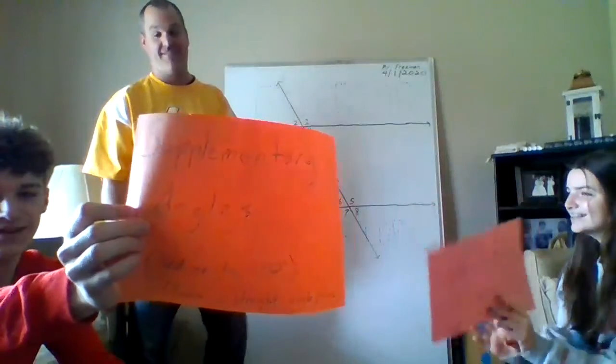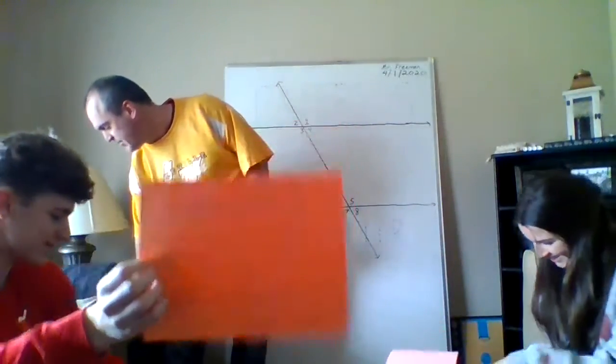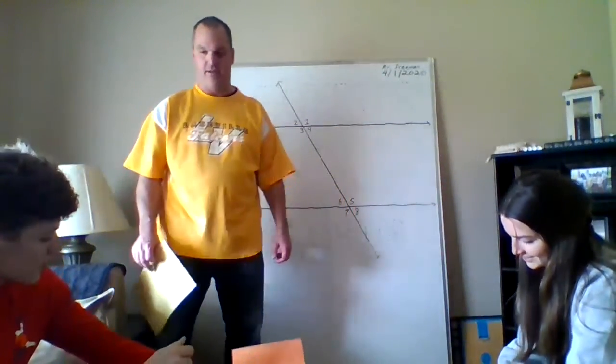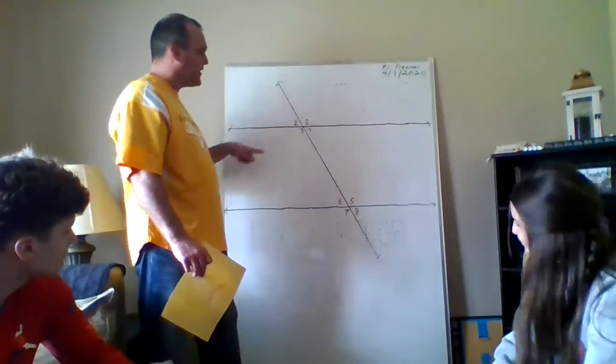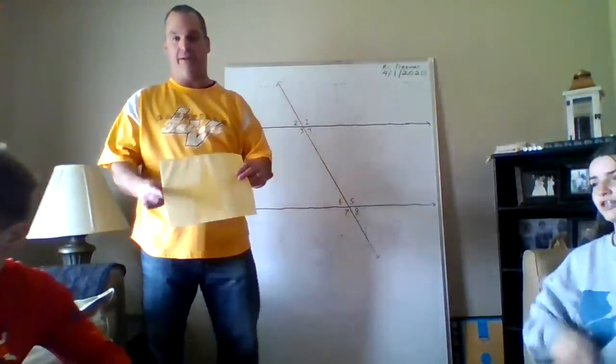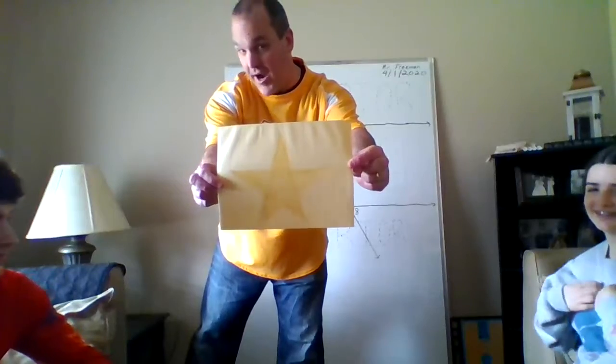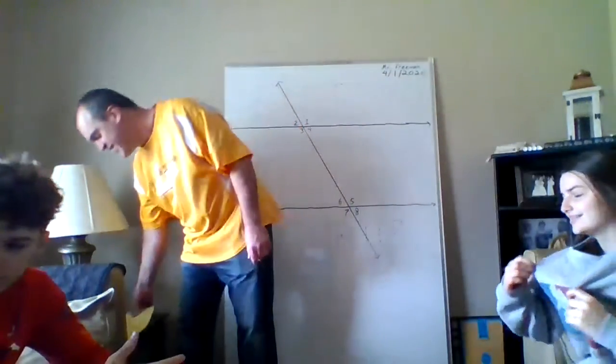Supplementary angles. Supplementary angles. Why are they called supplementary angles, Ryan? Because they add up to 180 degrees. They add up to 180 degrees. A straight angle is 180 degrees. Ryan gets a gold star for having that one correct.